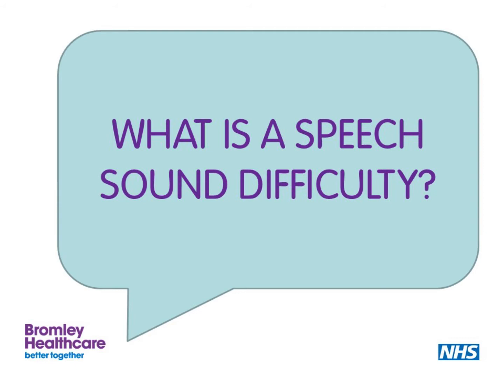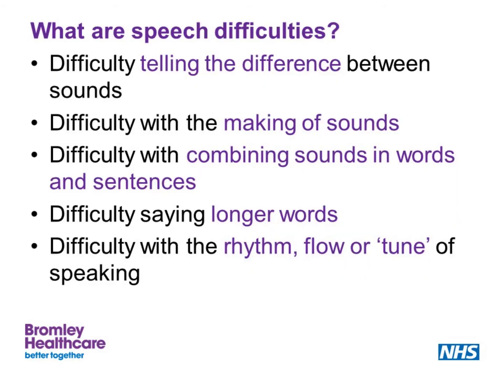You might want to pause the video here and jot down your own definition. Did you manage to think of all these different areas? A child with a speech sound difficulty may find it hard to tell or hear the difference between two sounds, for example a p and a b. They may have difficulty perhaps making the sounds, or they may be able to make the sound on its own but aren't able to use it in words or sentences. The child might find it hard to say longer words or to use the right rhythm, flow or intonation.